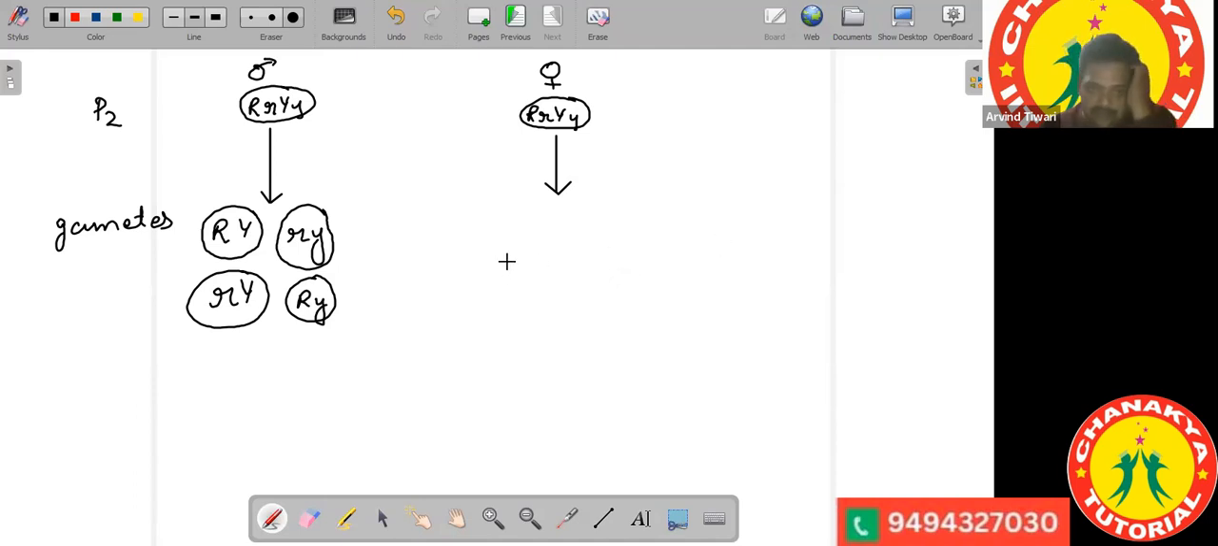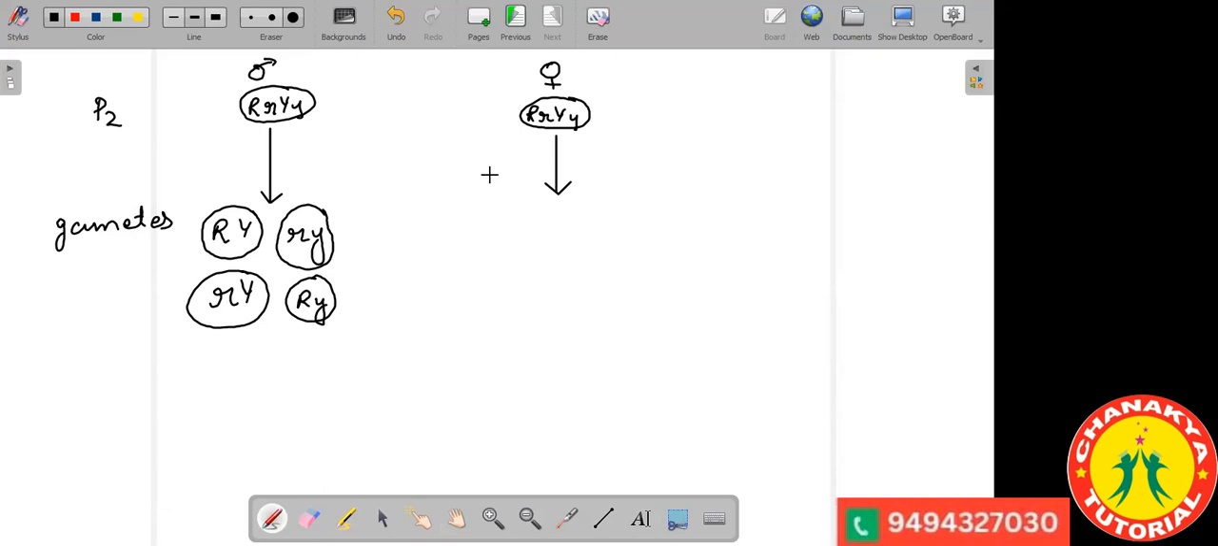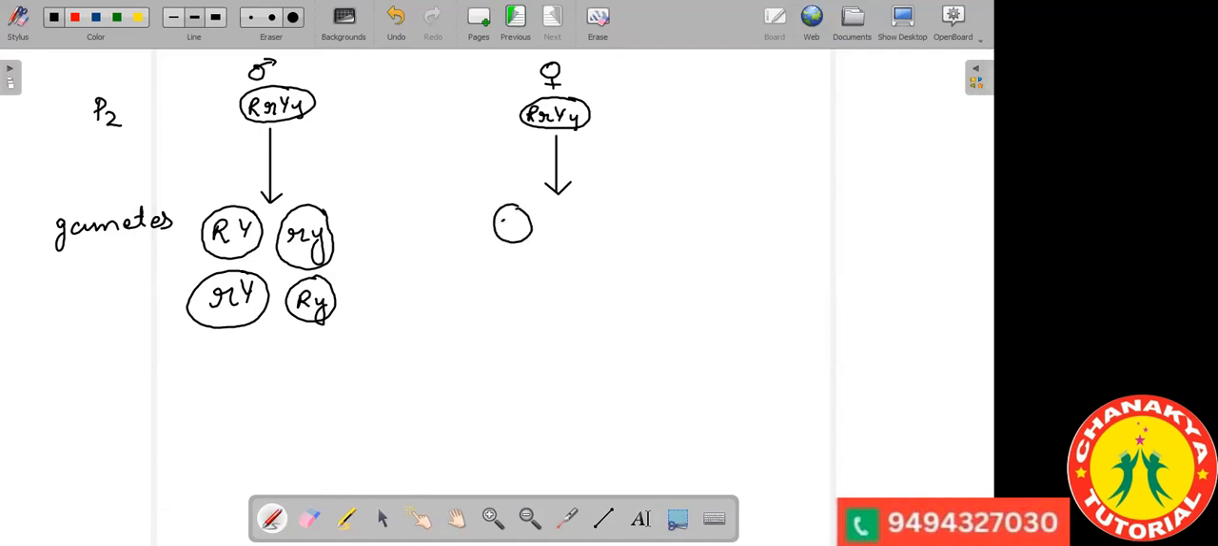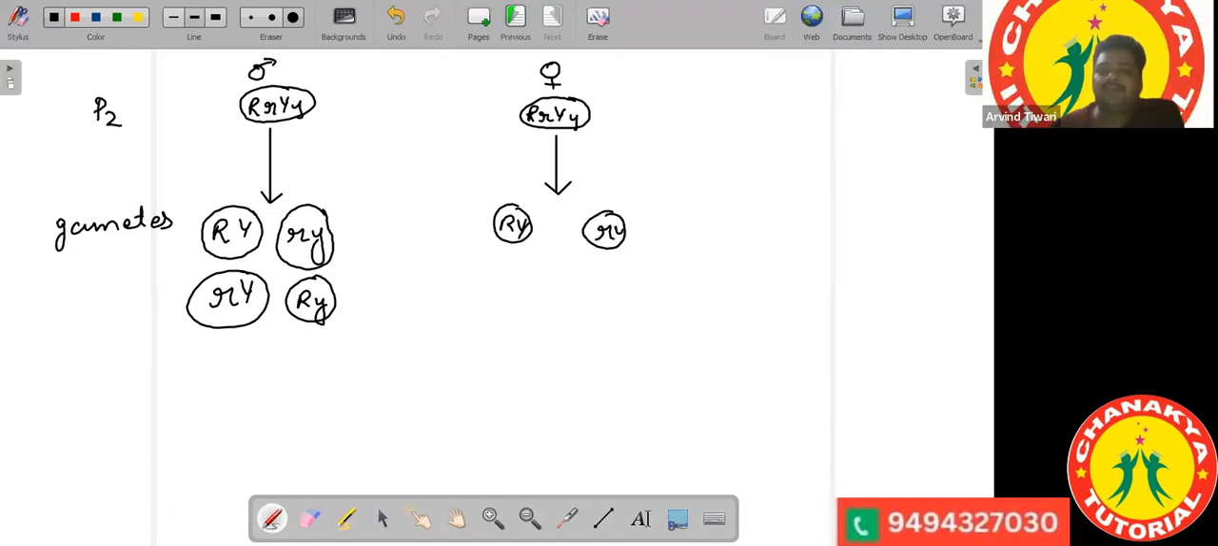Hasnita, can you tell what are the gametes that are formed by the female? Sir, they will be the same as the male gametes, right? Yeah, they will be the same: capital R capital Y, small r small y, small r capital Y, and capital R small y. Okay, so here also you will have the same thing, same as the male gametes.